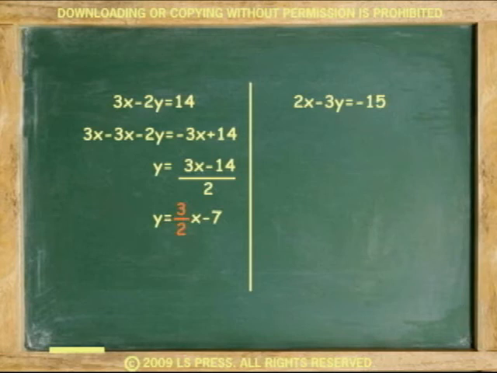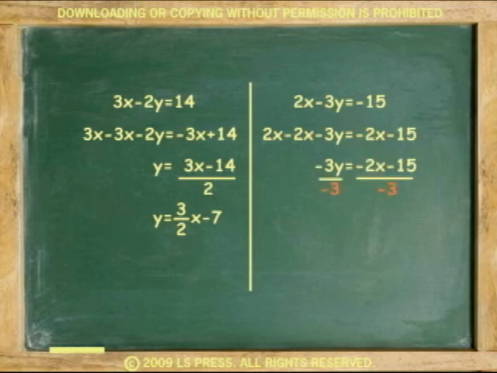Now turn the second equation into y-intercept form. Subtract 2x from both sides. Divide the equation by negative 3. The slope is 2 over 3. Because the slopes 3 over 2 and 2 over 3 are neither equal nor reciprocal opposites, the lines cross, but they are not perpendicular.